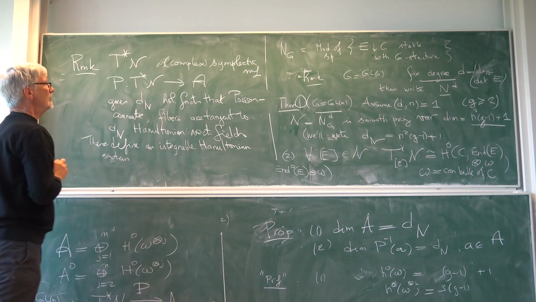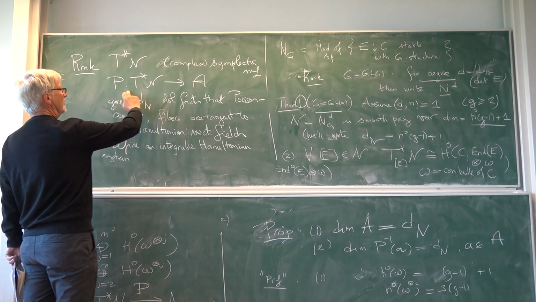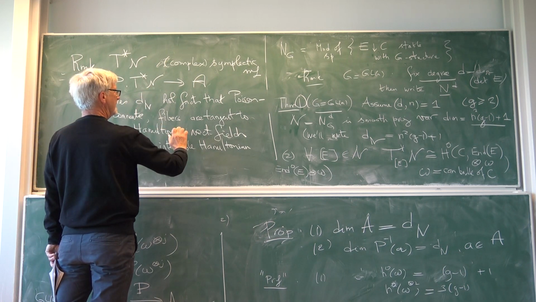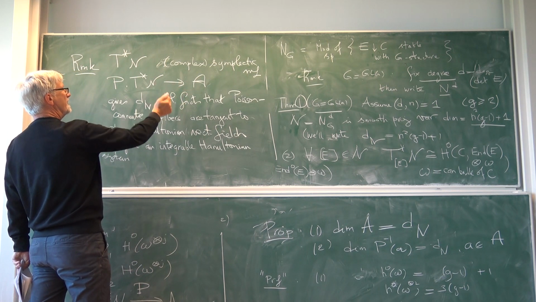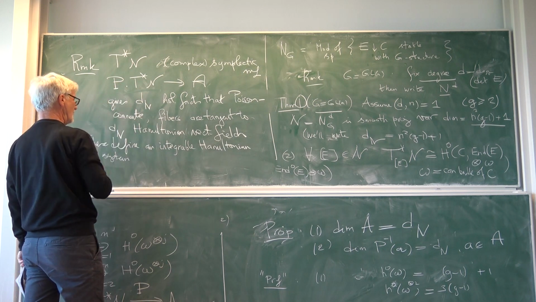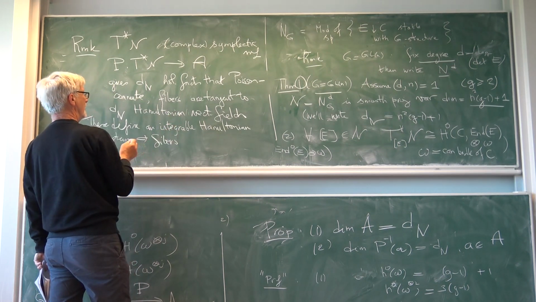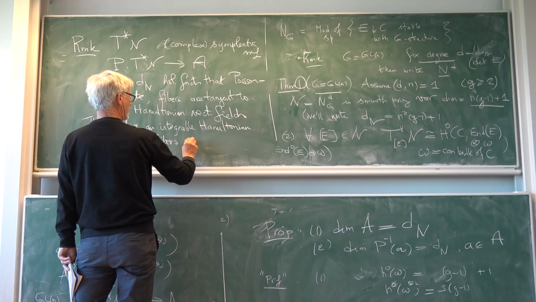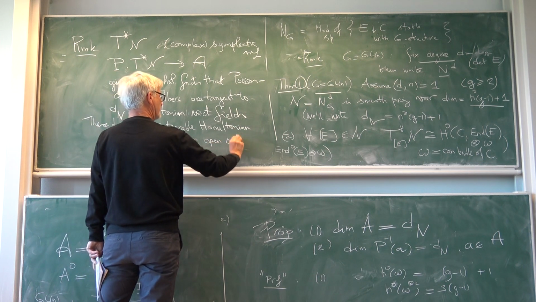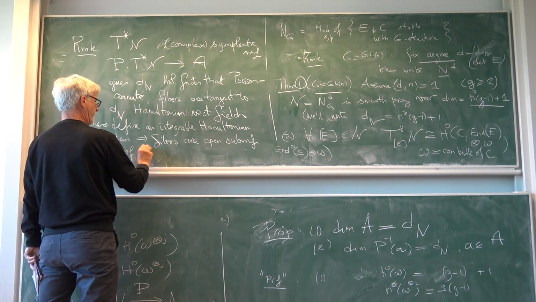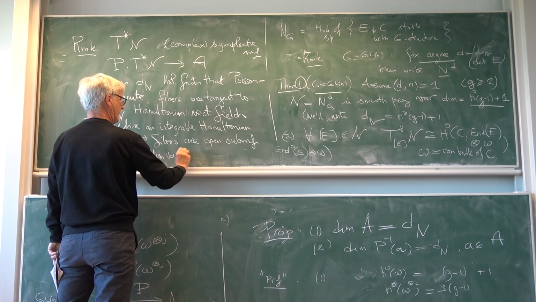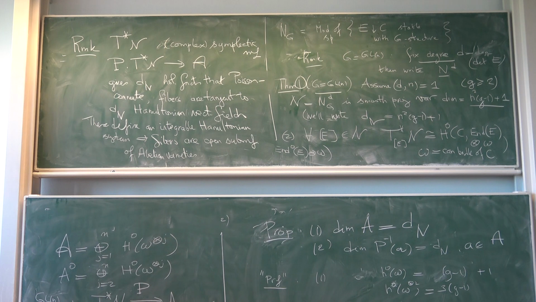And the leaves on which these functions are constant are of course the fibers of this animal, of this P, this Hitchin map. This is general theory of integrable Hamiltonian systems. The fibers are open submanifolds of abelian varieties. So this follows from general theory. And the question is, of course, if you know this general theory, where is the abelian variety? Can you explain the abelian variety?